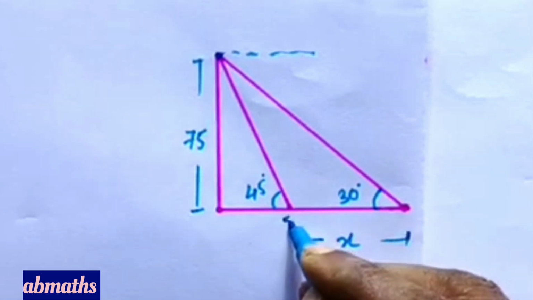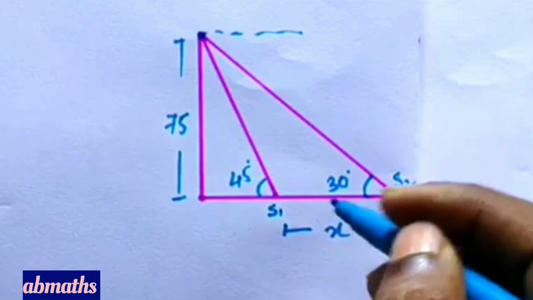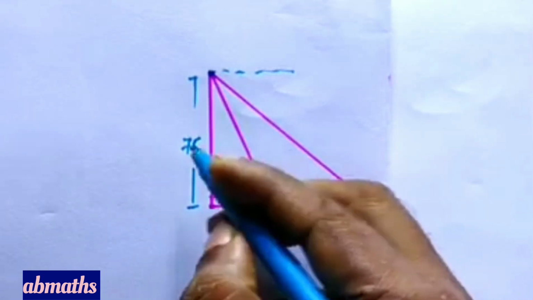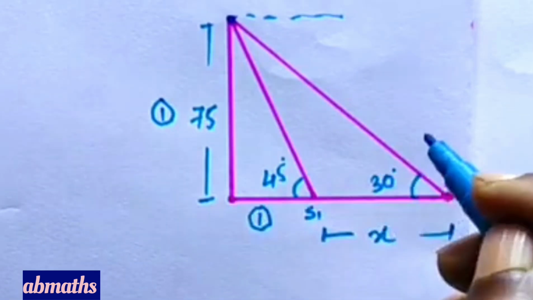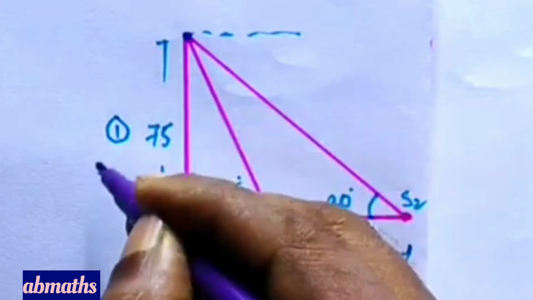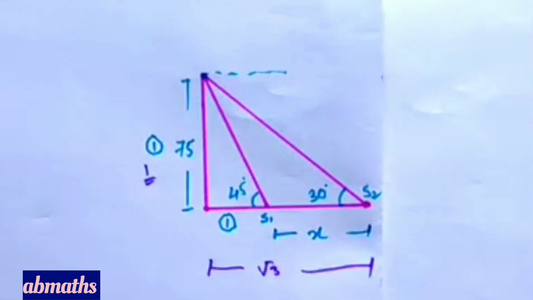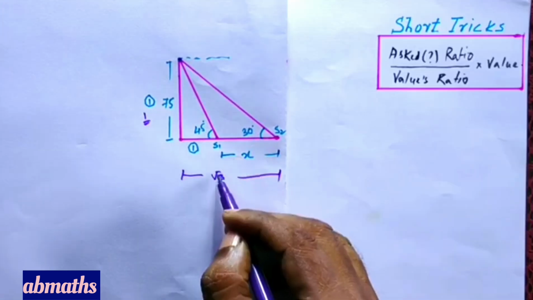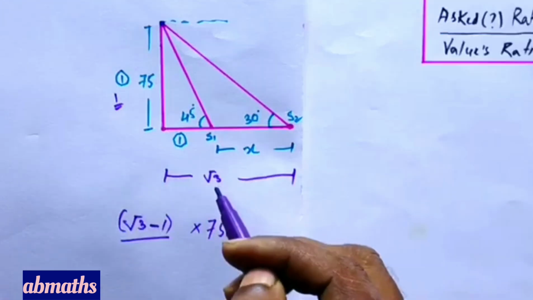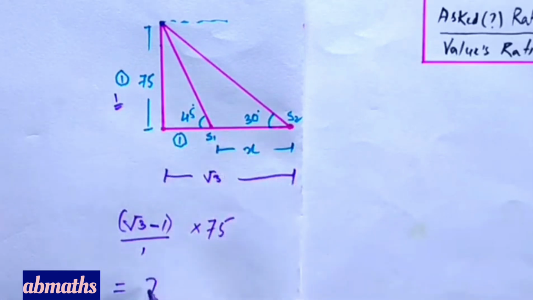Here is the ship 1 and here is the ship 2. So the height of the lighthouse is given, 75 meter. So now in this small triangle we write the side ratio as 1 and this also will be 1. And in the big triangle, opposite to this 30 degree is 1, so opposite to this will be this whole side. So this is root 3. The ask in the question is we have to find out x, the distance between two ships. So the ask ratio is root 3 minus 1. Value is 75. Value's ratio: both are the same, 1 and 1, so we will write 1. So the answer will be 75 root 3 minus 1 meter.